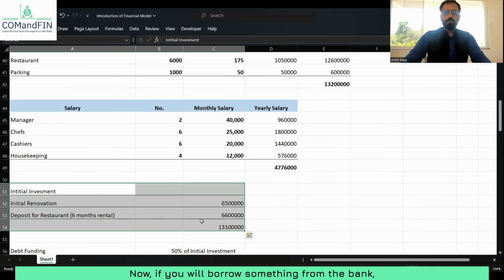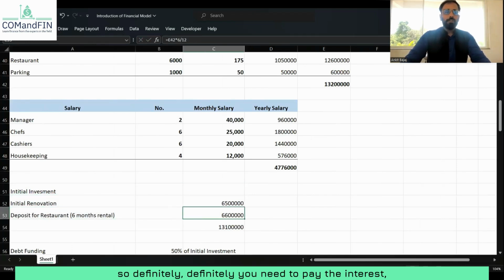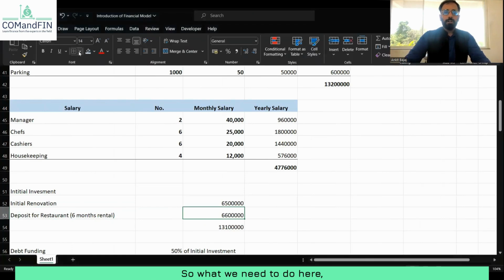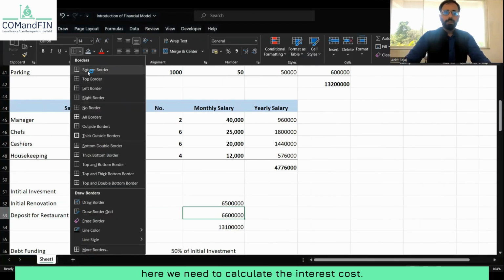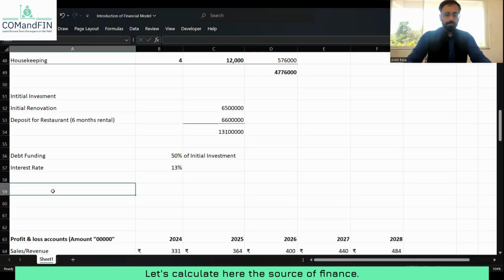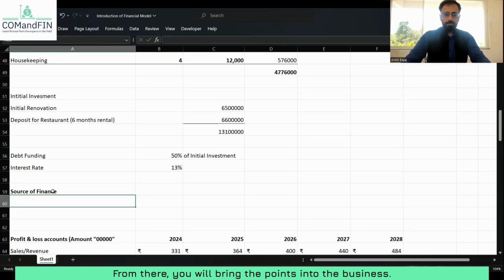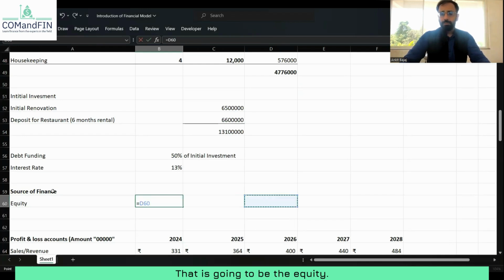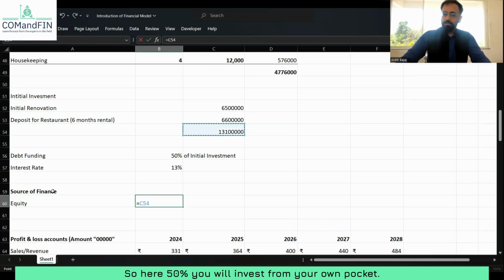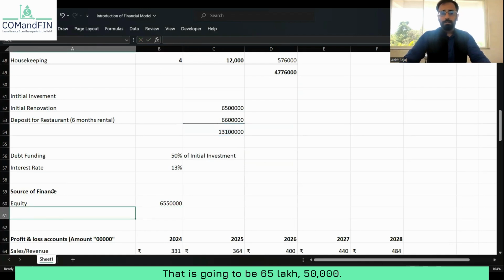Now, if you borrow something from the bank, definitely you need to pay interest, right? So we need to calculate the interest cost. Let's calculate the source of finance here, from where you will bring the funds into the business. Equity is how much you have invested from your own pocket. Here you will invest 50% from your own pocket, so I will take 50% of 131 lakh, which is 65 lakh 50,000.